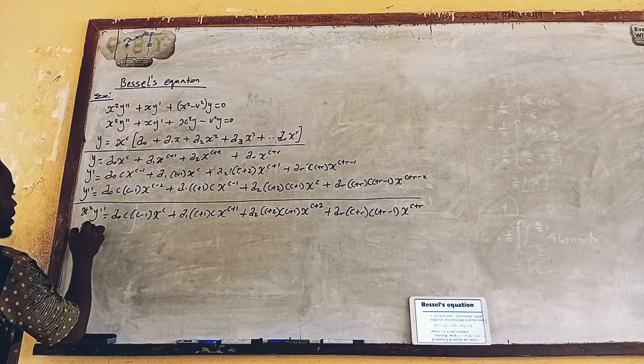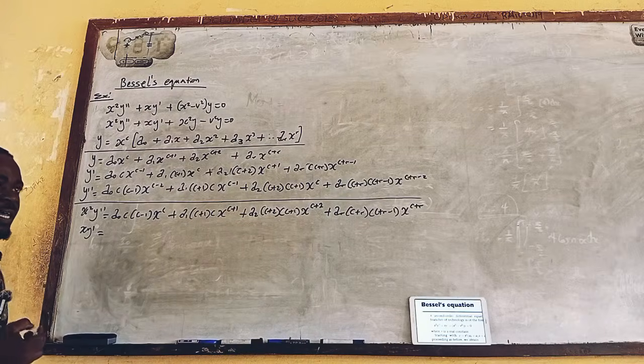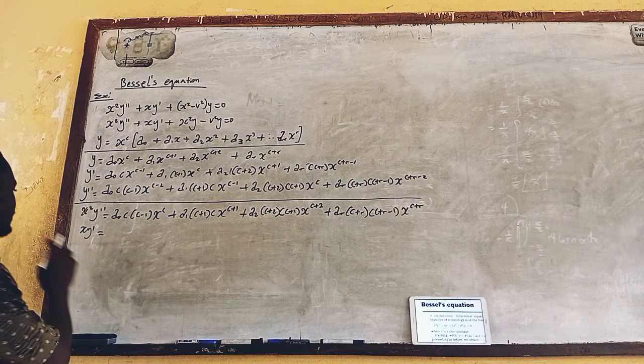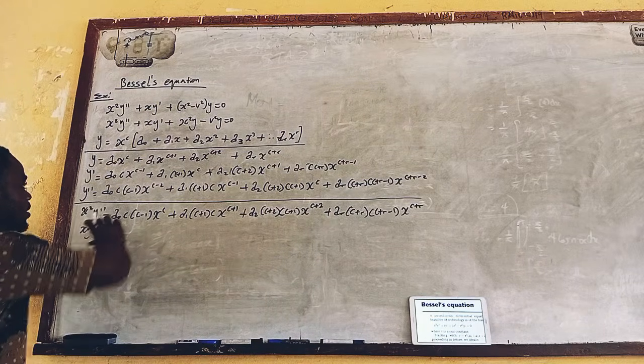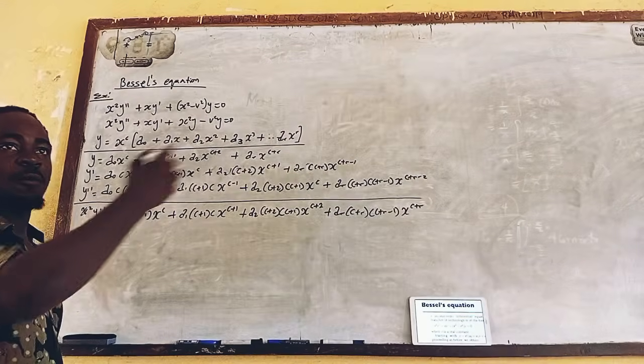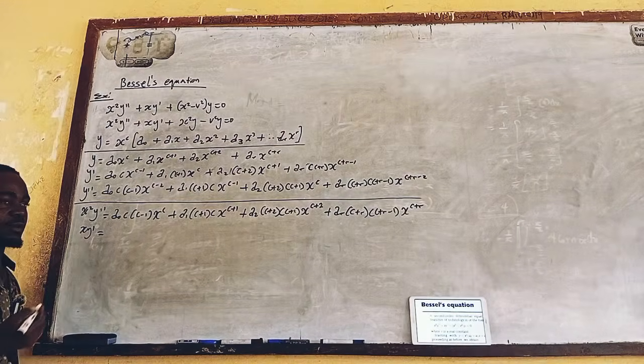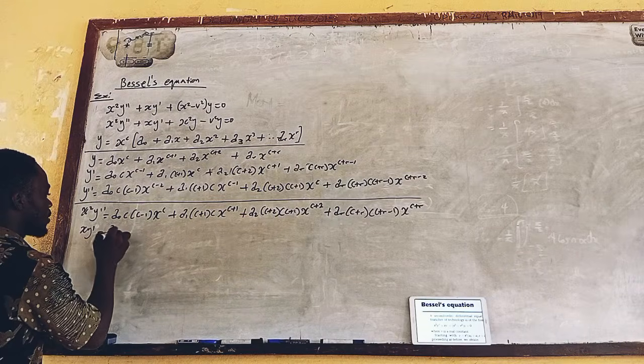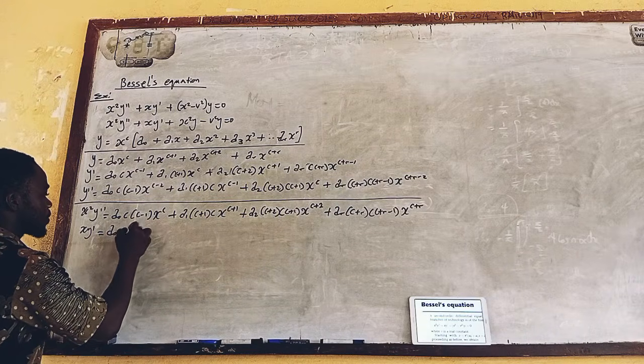The second one is xy prime. xy prime means that we are multiplying y prime by x. In that case, every power of x that we have here, we are adding 1 to it because we have x raised power 1 here. So it will now be a naught c.